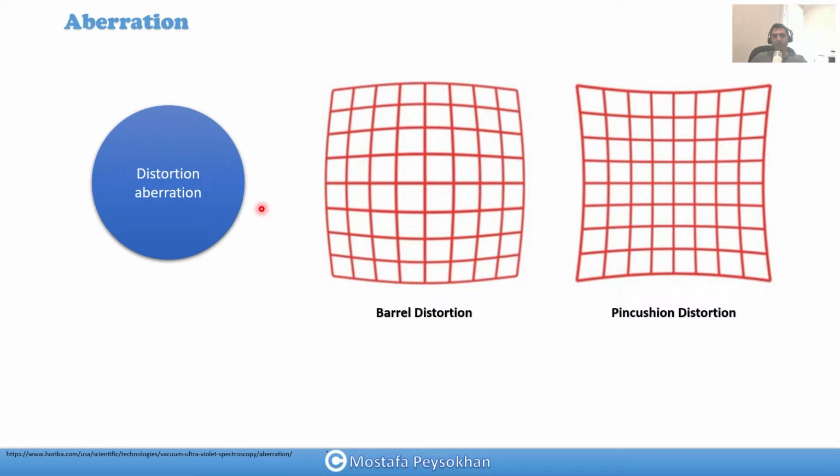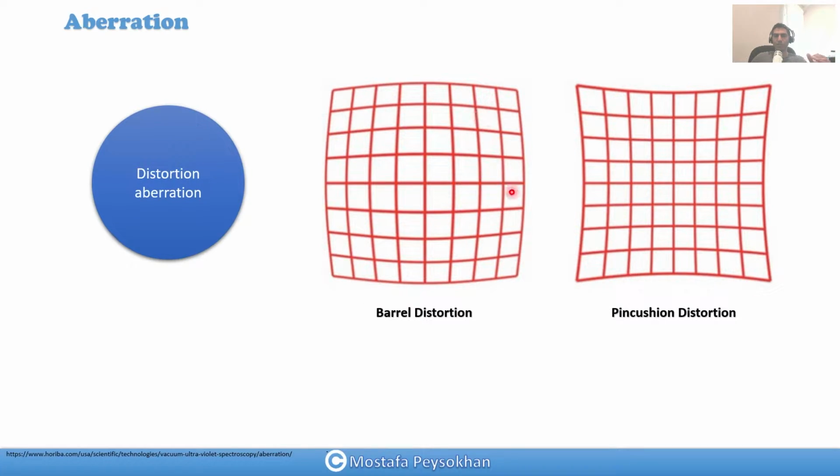Distortion aberration is a kind of aberration that we have in all optical systems, which relates to the magnification of an image at different locations on the CCD or on the image plane. For our eye, we can say on the retina. And we have two kinds of distortion. One, we call barrel distortion.